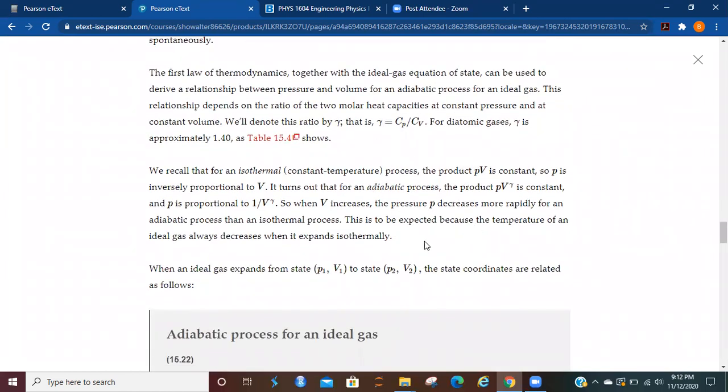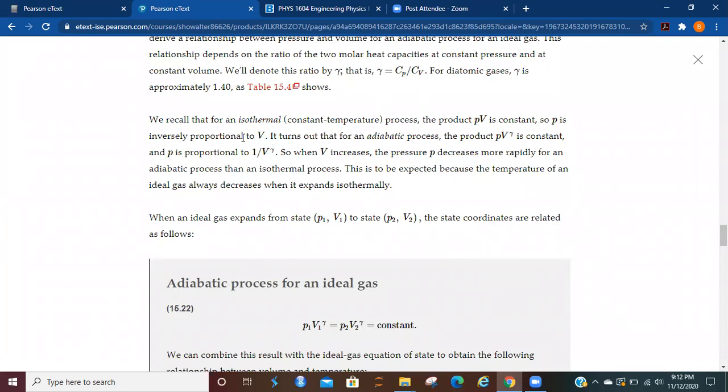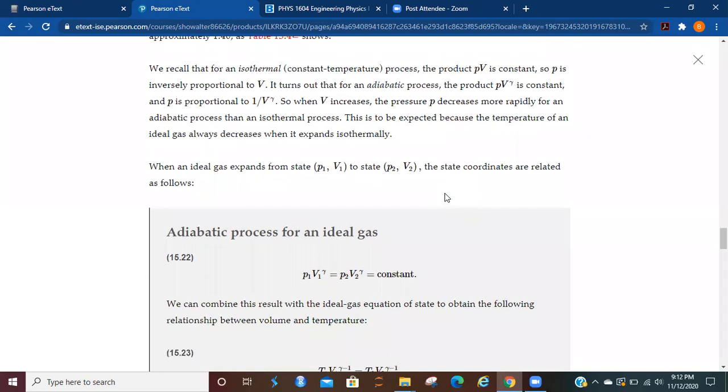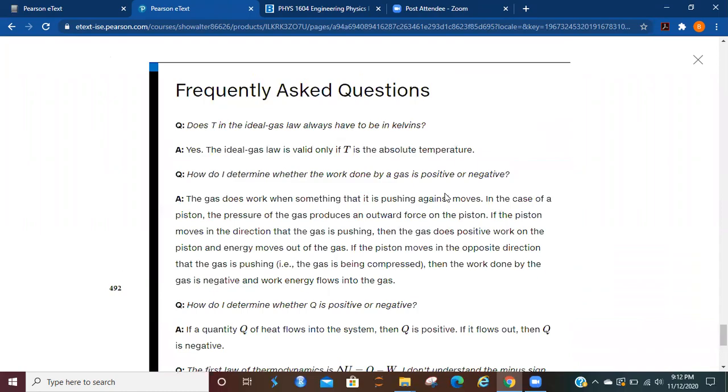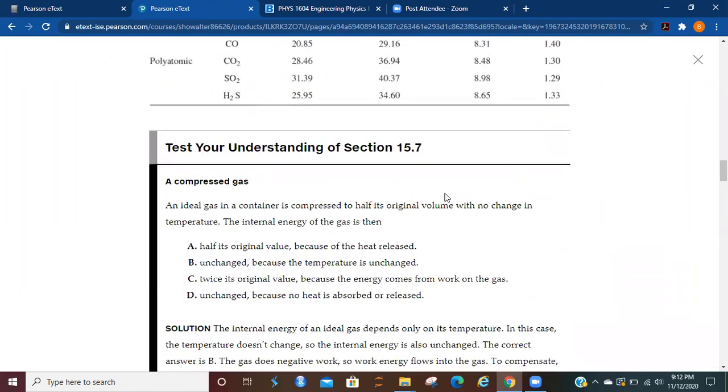So again, we've got our relationship here. And for an isothermal process, the product is going to be constant. So P is inversely proportional to V. Turns out for an adiabatic process, this product is constant and P is proportional to this. So when V increases, the pressure decreases more rapidly than for an isothermal process. That is going to be the discussion over chapter 15.